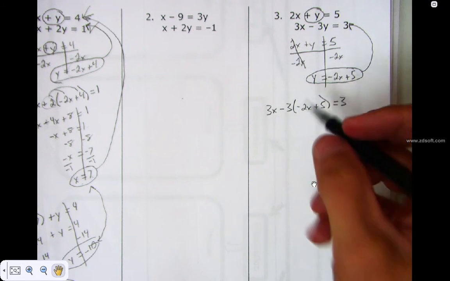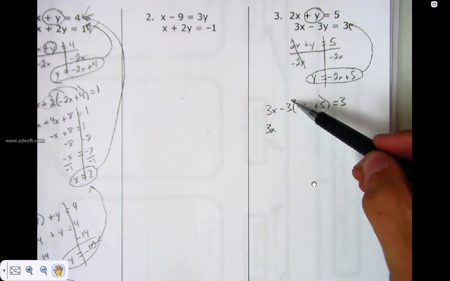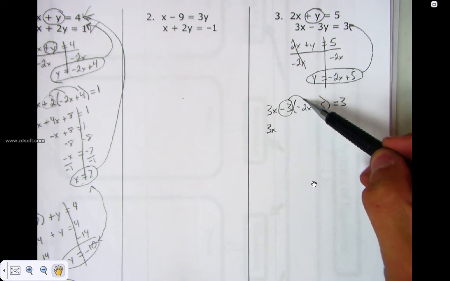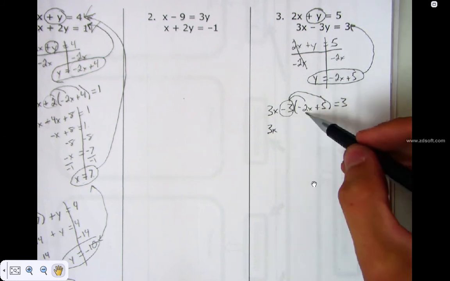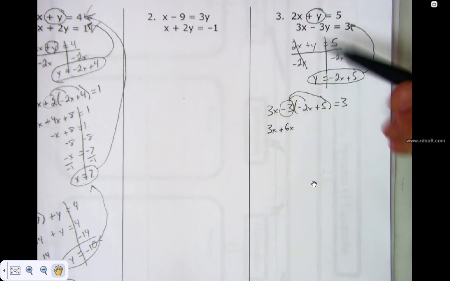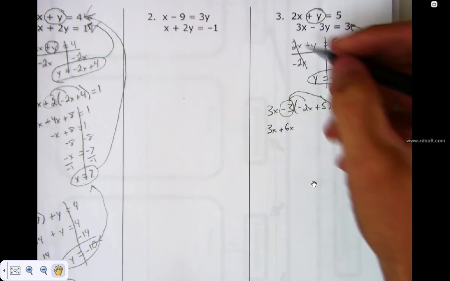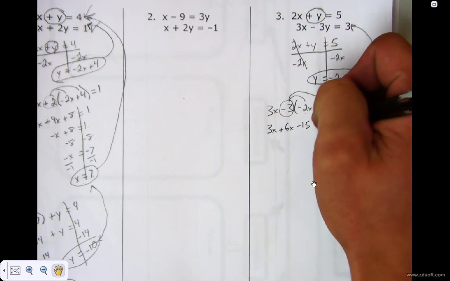Now let's simplify this. So I've got 3x, and a lot of people miss this. Look guys, it's a negative 3. Negative 3, okay? It's not a positive 3. So when you distribute, you have to multiply these things by a negative 3. So what's negative 3 times negative 2? Well, that's positive 6x. And what's negative 3 times positive 5? Well, that's negative 15. That's going to be equal to 3.